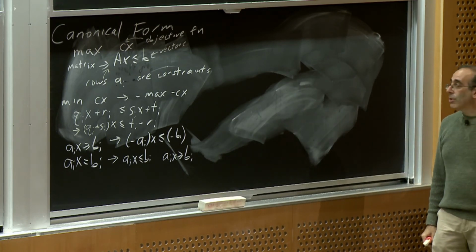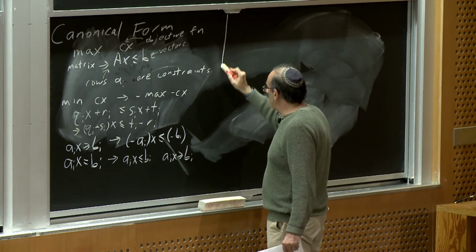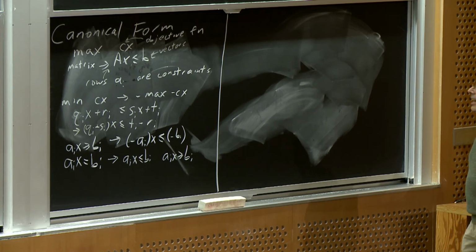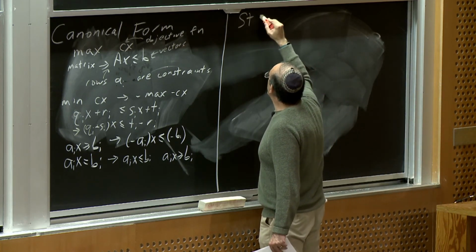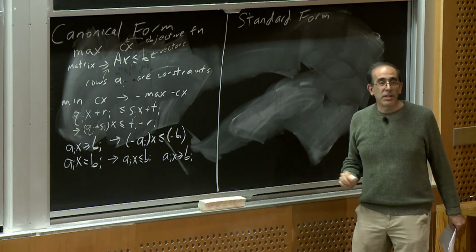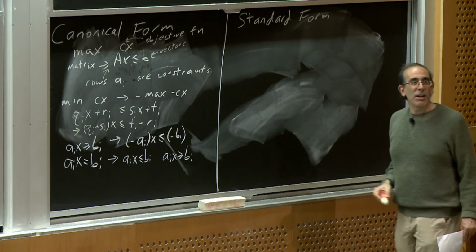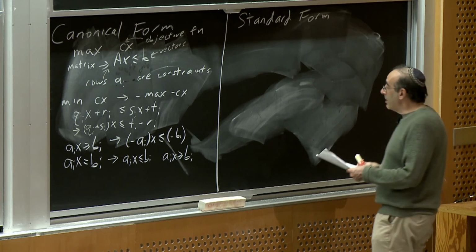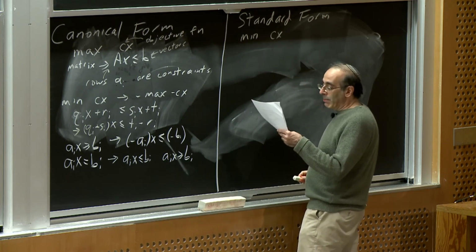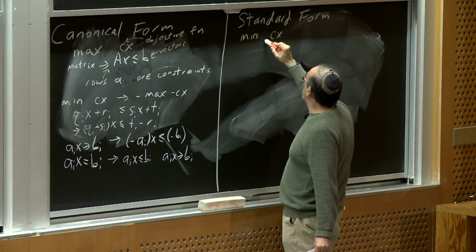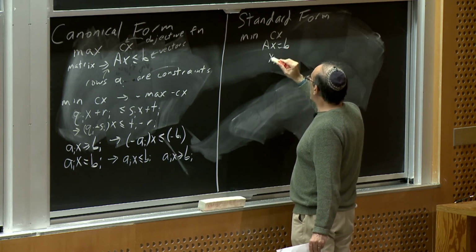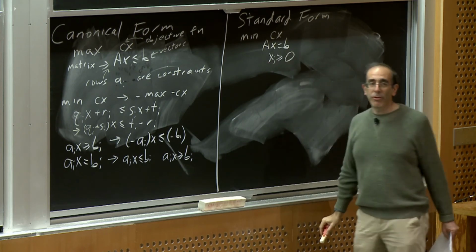Okay? So that's great, except that the optimization people couldn't agree. And so they decided to also define something called standard form. Standard, of course, is a synonym for canonical. But standard form is different from canonical form. So standard form writes any linear program in the form of a minimization problem where the constraints are all equality constraints, and the inequalities are all expressed by requiring the variables to be non-negative.